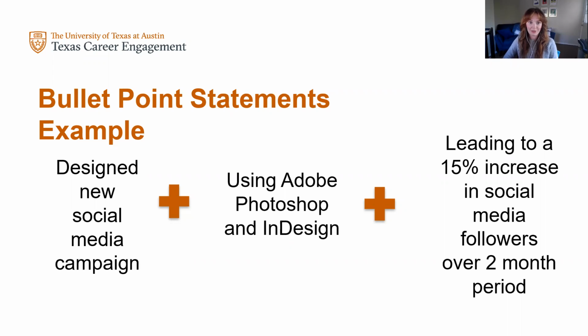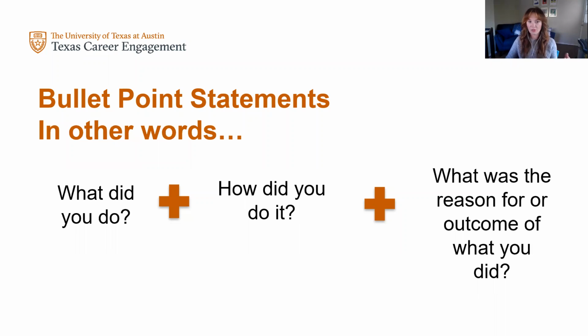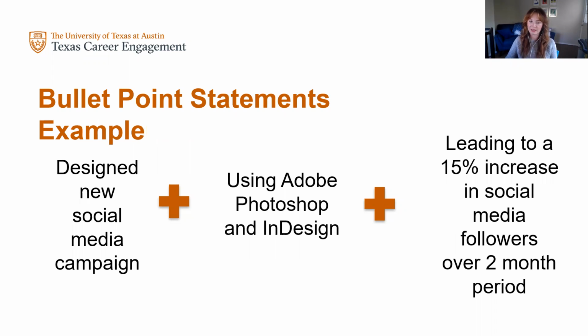Maybe I had an internship where I had to design a new social media campaign using Adobe Photoshop and InDesign. And that led to a 15% increase in social media followers over a 2-month period. So you can see how this example uses this formula of what did you do, how did you do it, and what was the reason for or outcome of what you did. What I did is I designed a new social media campaign. How I did it was I used Adobe Photoshop and InDesign.